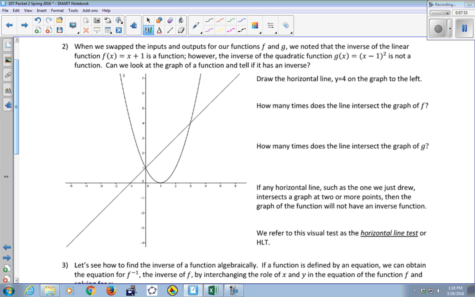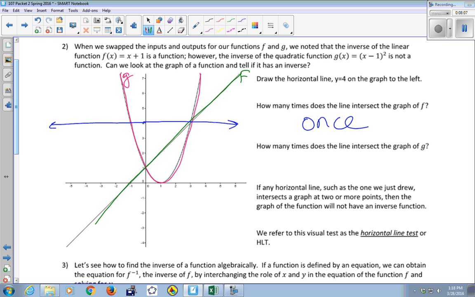Okay, so I'm going to add a little color here. So this is my parabola G, and then this is my line F. Okay, if I draw a horizontal line, y equals 4. Here's my horizontal line. How many times does that blue line intersect the graph of F, the green line? Once. How many times does that horizontal line intersect the graph of G, the pink parabola? Twice.